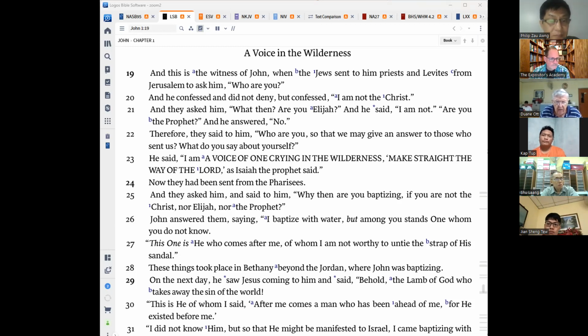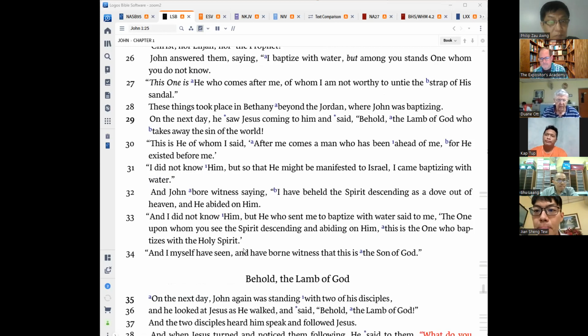Now they had been sent from the Pharisees, and they asked him and said to him, "Why then are you baptizing, if you are not the Christ, nor Elijah, nor the prophet?" John answered them, saying, "I baptize with water, but among you stands one whom you do not know. This one is he who comes after me, of whom I am not worthy to untie the strap of his sandal." These things took place in Bethany beyond the Jordan, where John was baptizing. On the next day, he saw Jesus coming to him.